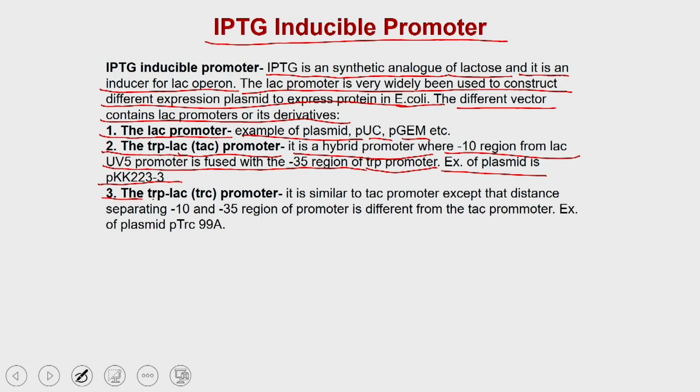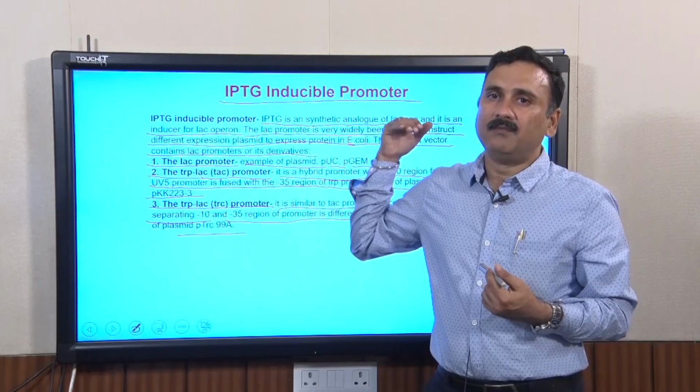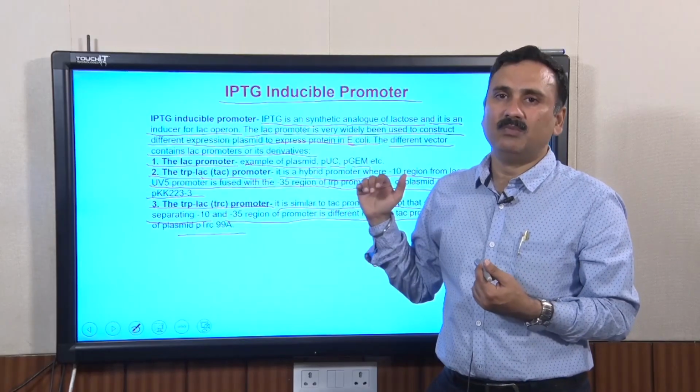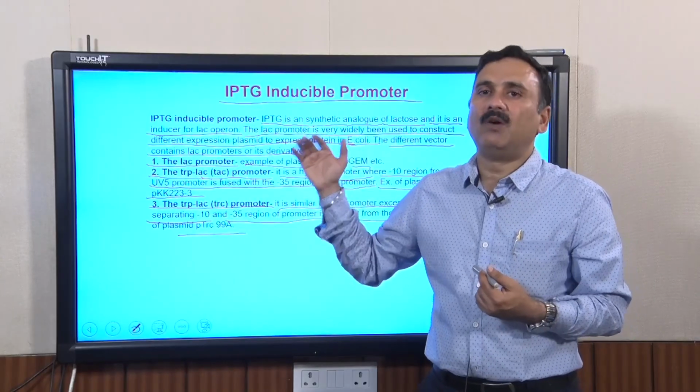Then the third is the trc promoter. The trc promoter is the tryptophan-lactose promoter, so it is exactly the reverse of this. It is similar to the tac promoter, except that the distance separating the -10 and -35 regions of the promoter is different from the tac promoter. An example in this case is pTrc99A. So, these are the three different types of promoters which are derived to work as IPTG inducible promoters, and IPTG is a chemical analog of lactose.